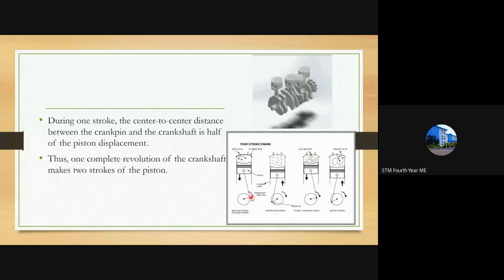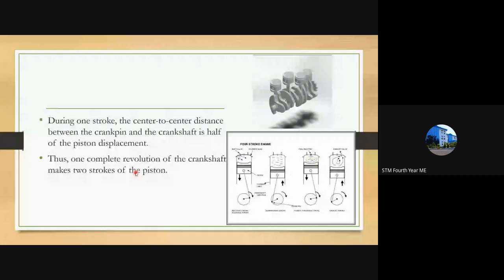So for one full revolution of the crankshaft, two strokes must be completed. Two strokes should be done for one full revolution of the crankshaft. Thus, one complete revolution of the crankshaft makes two strokes of the piston. That is what is explained here.